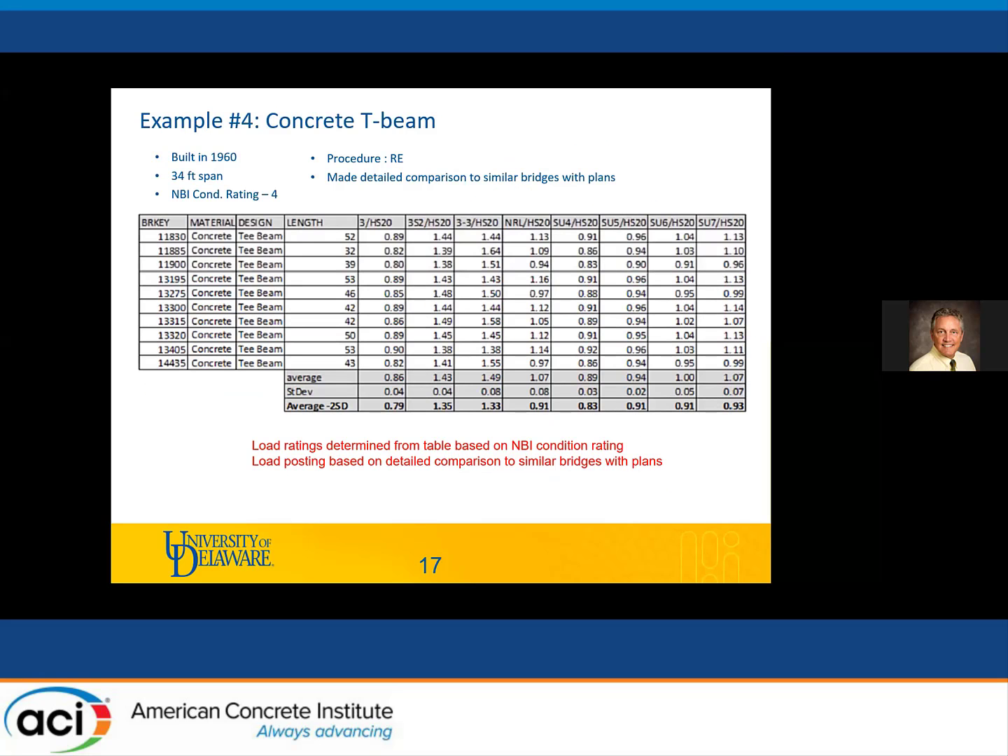The next example is a concrete T-beam. This was built in 1960. This is using the rational evaluation approach. So basically, the NBI condition rating for the bridge is a 4. Going back to that table you saw earlier, that would say that the inventory rating is 0.33. Not only that, it says that the bridge has to be load restricted or load posted. And so the next step in the process for this bridge was to look at a collection of similar bridges for which there were plans and do a statistical analysis of the ratings for those bridges to come up with the final load posting for the structure.